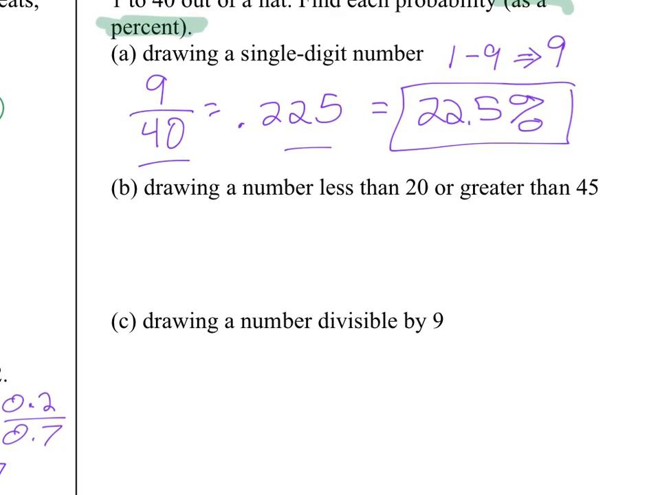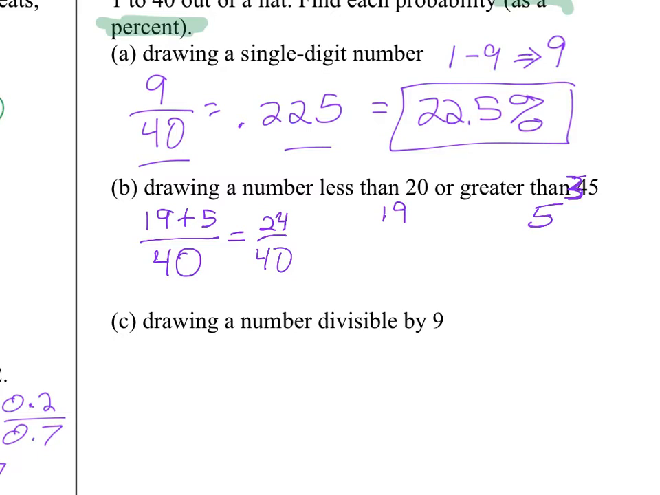All right, drawing a number less than 20 or greater than 45. How many numbers do I have less than 20? Well, that's going to be 19 numbers less than 20. Greater than 35. That should have been changed to 35. It's going to be 36, 37, 38, 39, and 40. So I have 5 numbers greater than 35. So my answer is going to be 19 plus 5 over 40. That's 24 over 40. So I'm going to put that in my calculator.